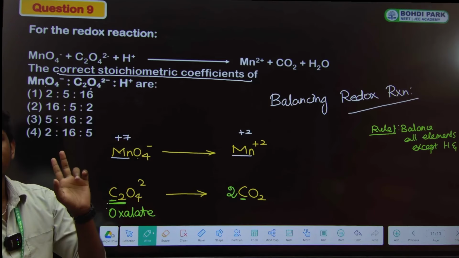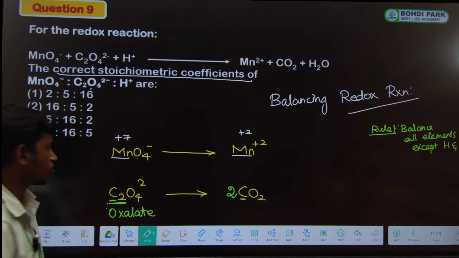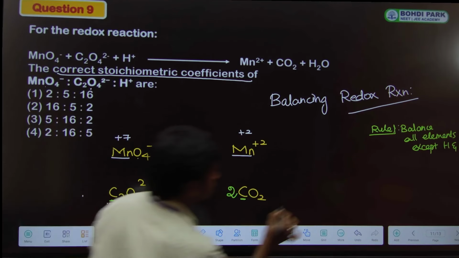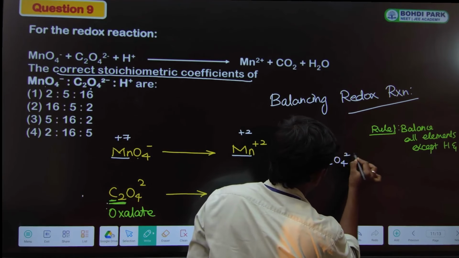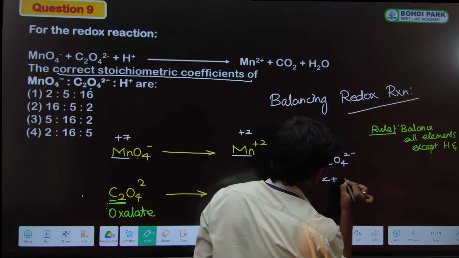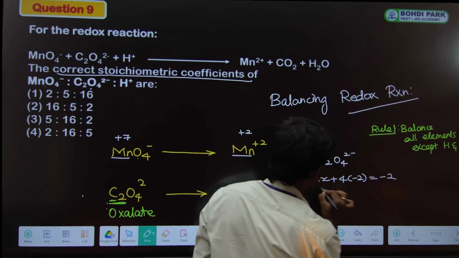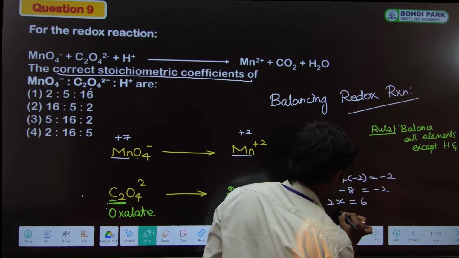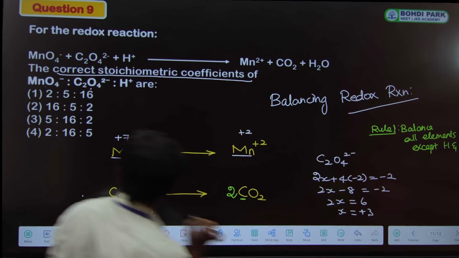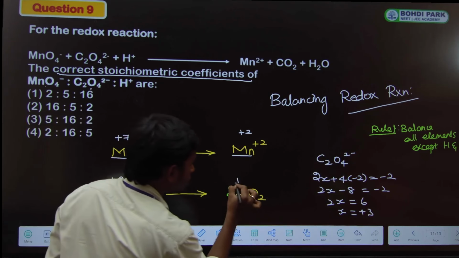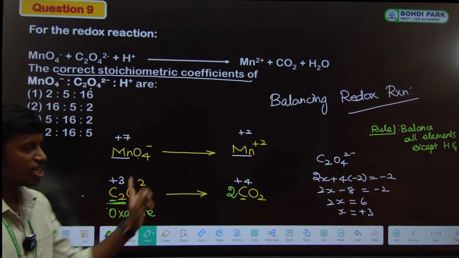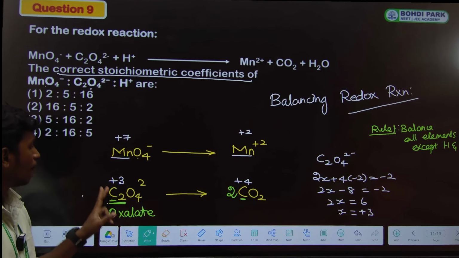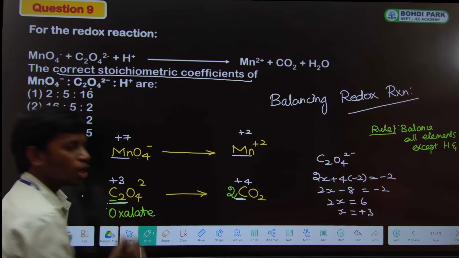Okay, and we have to find the oxidation number change. Here plus 7 has been converted to plus 2. What will it be here? In C2O4 2 minus, it is 2x plus 4 into minus 2 is equal to minus 2. Then 2x minus 8 is equal to minus 2, 2x is equal to 6, x is equal to plus 3. So the oxidation state changed from plus 3 to plus 4. For a single carbon going from plus 3 to plus 4, one electron is required. But there are 2 carbons here, so 2 into 1, 2 electrons are required.